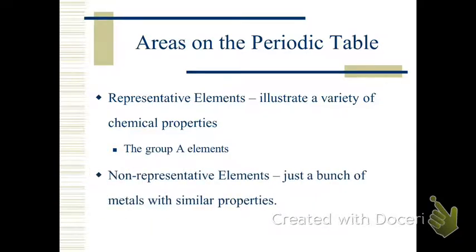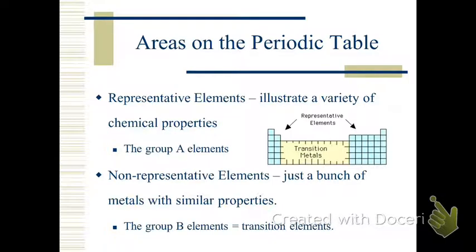And then we have the non-representative elements, which are really just a bunch of metals with the same kind of properties. And those are the elements that we find in the middle part of the periodic table. And so here's our picture. So we can see the representative elements are the ones that are highlighted in a light blue color there. And then the transition metals, which are our non-representative elements, are in the center. And the bottom two rows that are underneath that are not on this picture would also be non-representative elements.